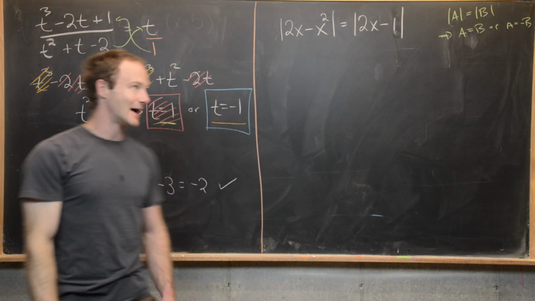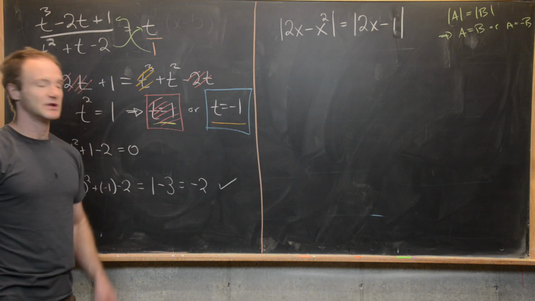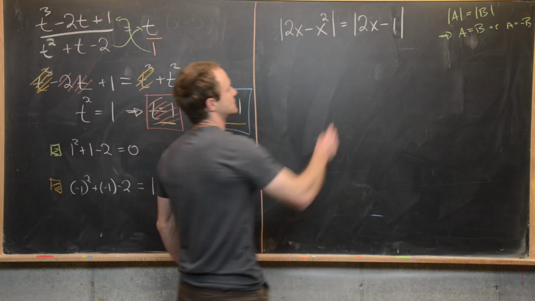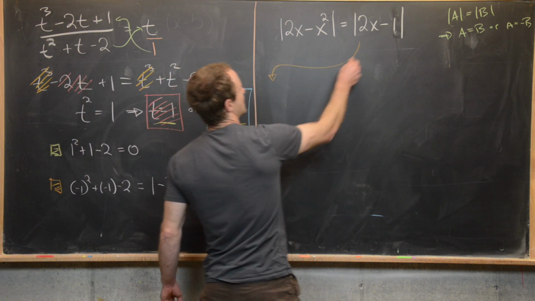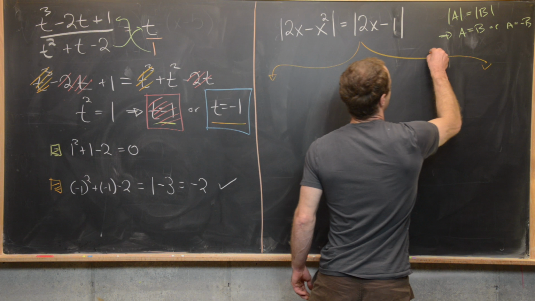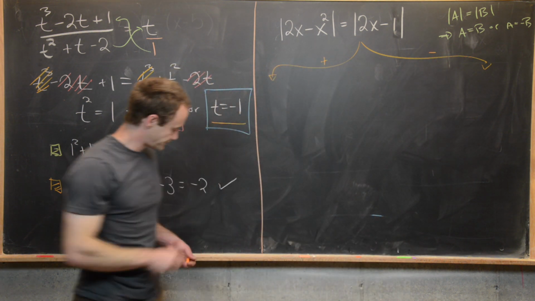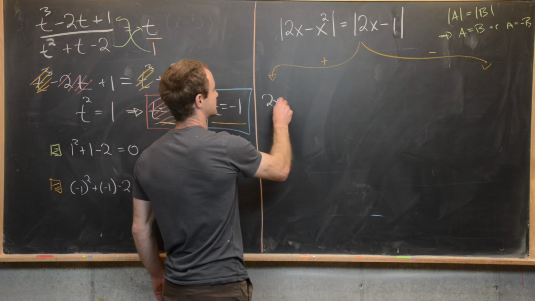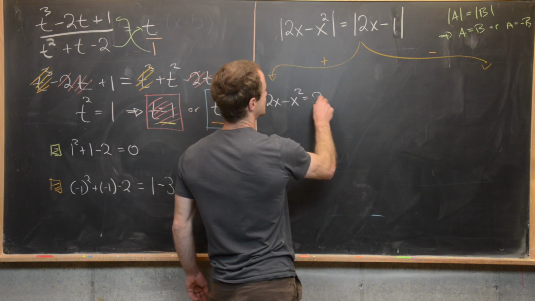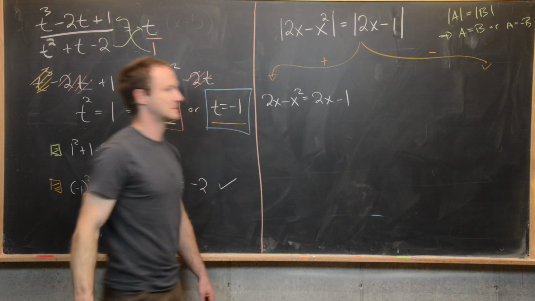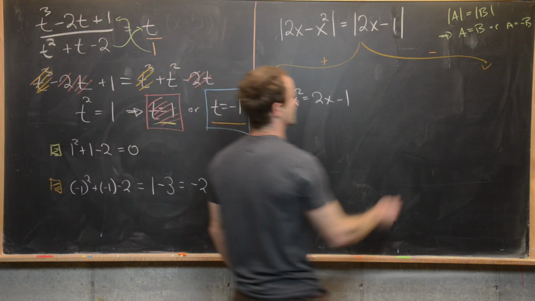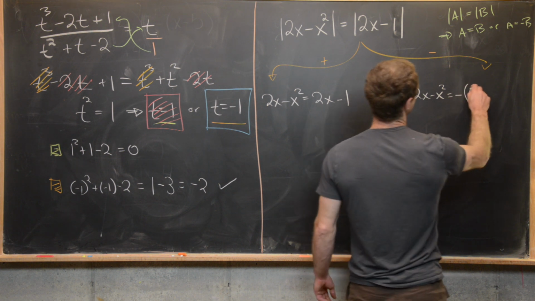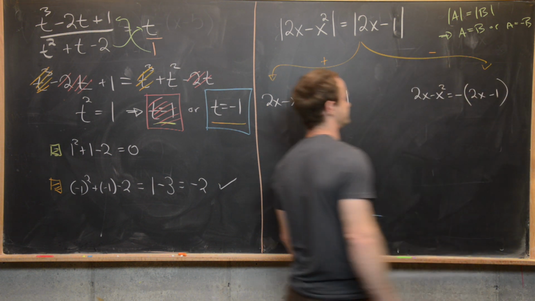So you can take this absolute value equation and split it into two equations without absolute values. So let's go ahead and do that. We'll split maybe the plus over here and the minus over here. So along the plus direction, we get 2x minus x squared equals 2x minus 1. And then along the minus direction, we get 2x minus x squared equals minus 2x minus 1.